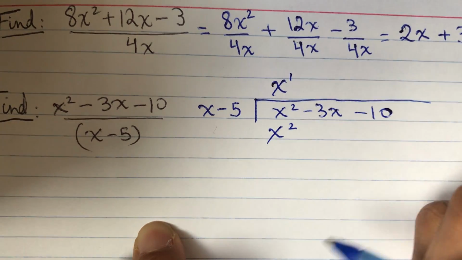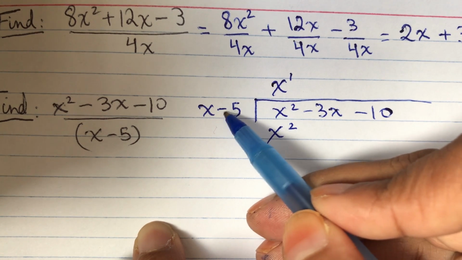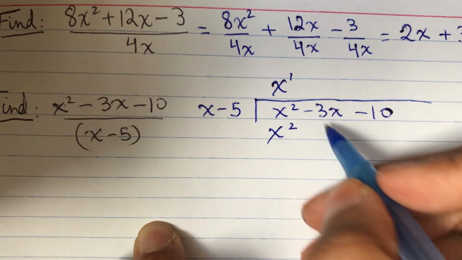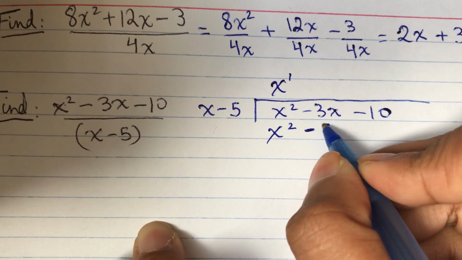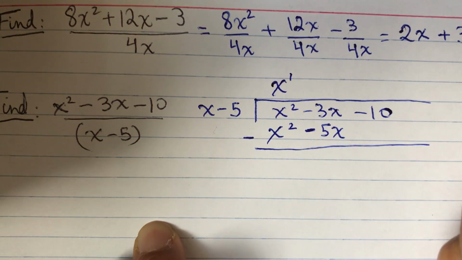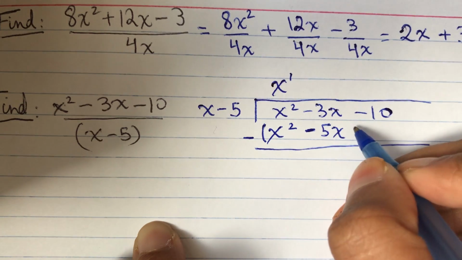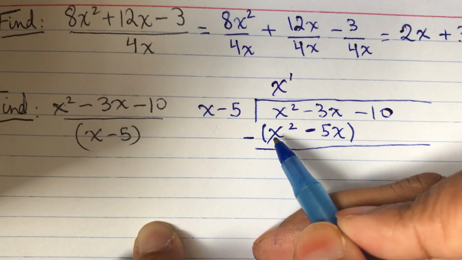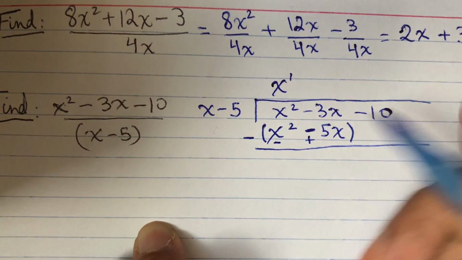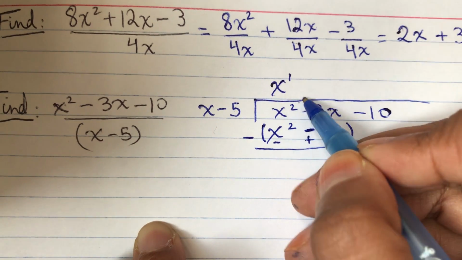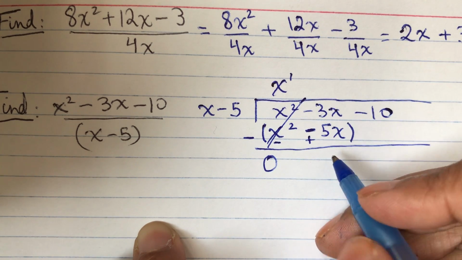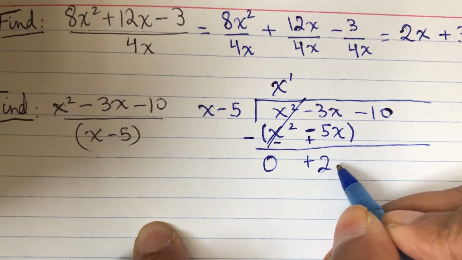Okay. Then I'm going to multiply the negative 5 with the x to the first power, and I get a negative 5x. I'm going to align it underneath the negative 3x. Okay. Finally, I subtract. Okay. What it means when I'm subtracting is really my signs would change. This becomes a negative, negative times a negative, this becomes a positive. So obviously x squared minus x squared gives me 0. Negative 3x plus 5x gives me a positive 2x.